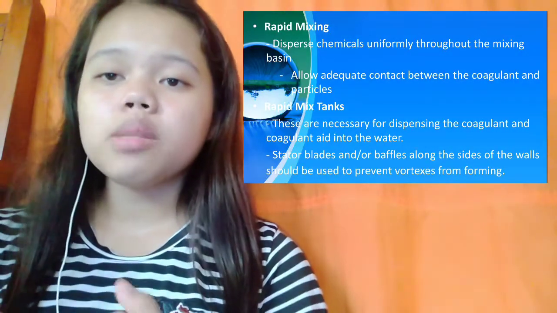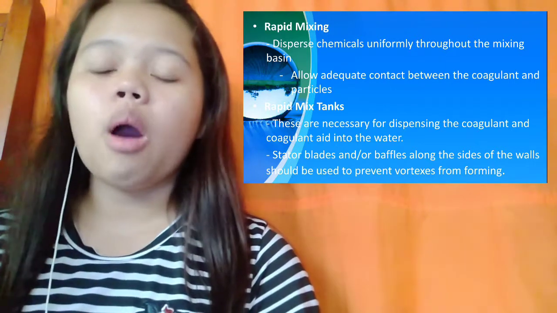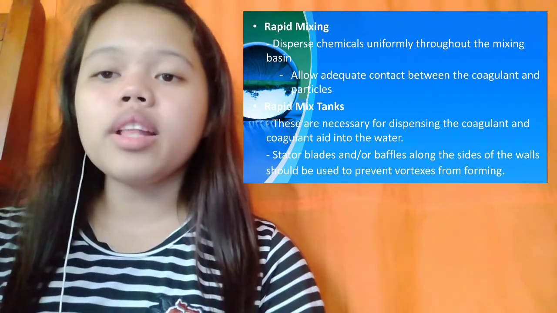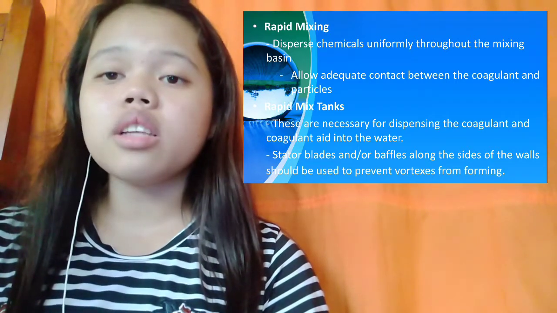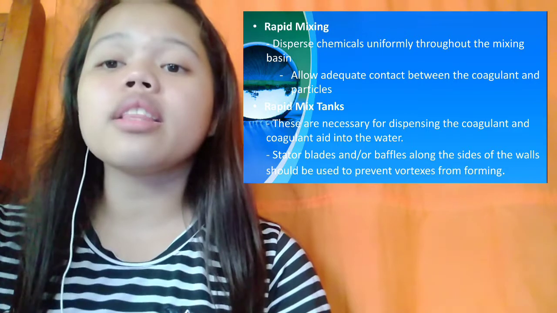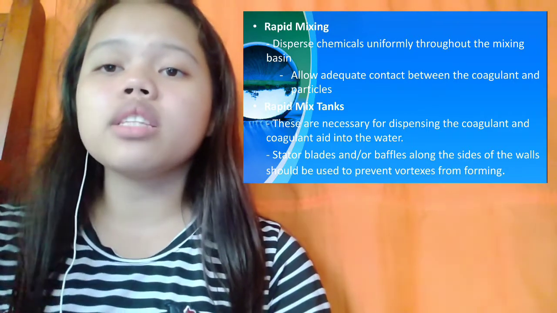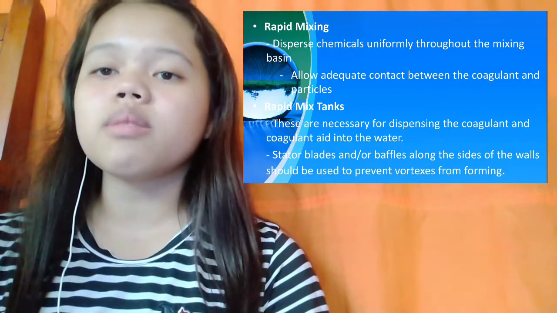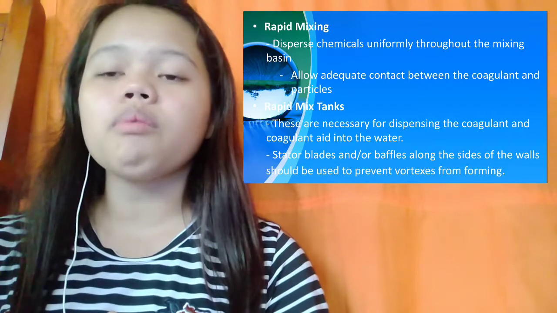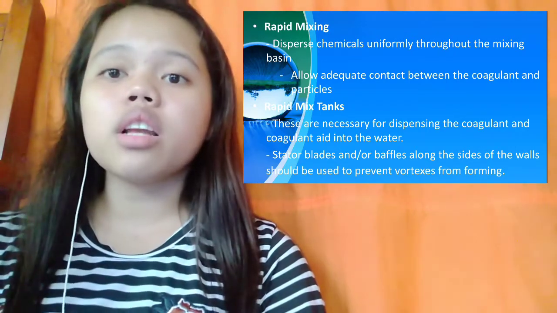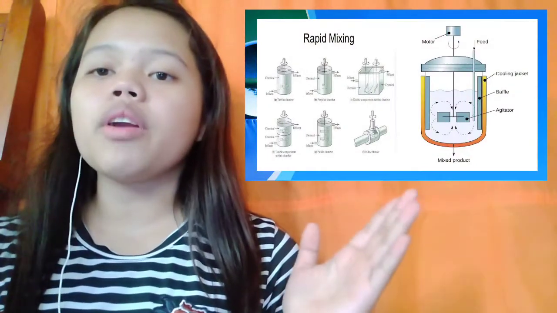Rapid mixing. Disperse chemicals uniformly throughout the mixing basin. Allow adequate contact between the coagulant and particles. Rapid mix tanks are necessary for dispersing the coagulant and coagulant aid into the water. Stator blades and/or baffles along the sides of the walls should be used to prevent vortexes from forming. Either square or circular tanks may be used. This is a sample of a rapid mixing.